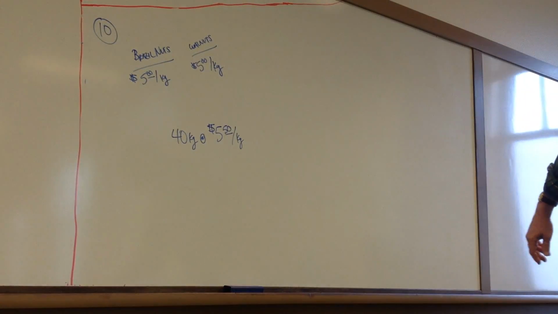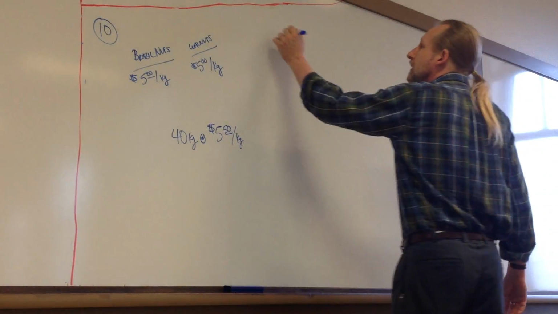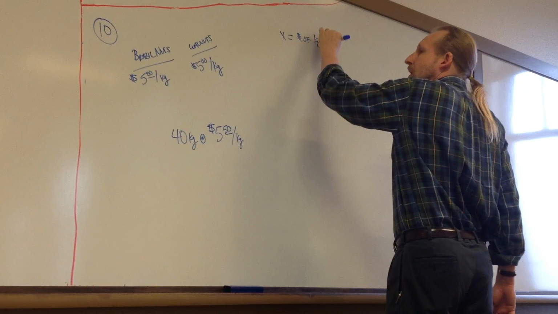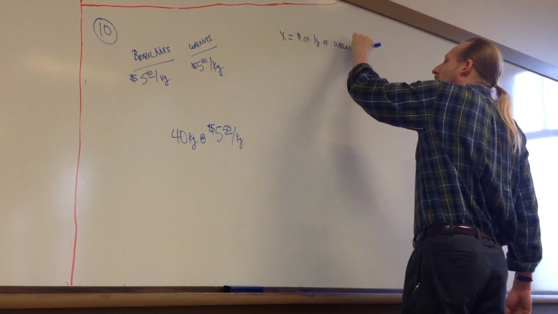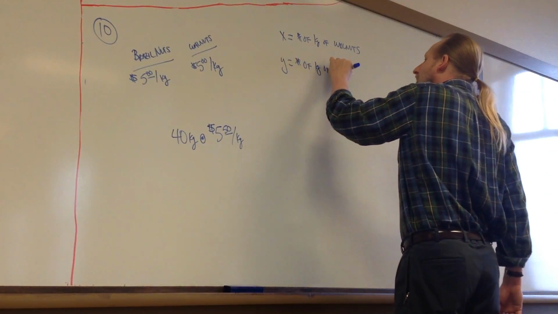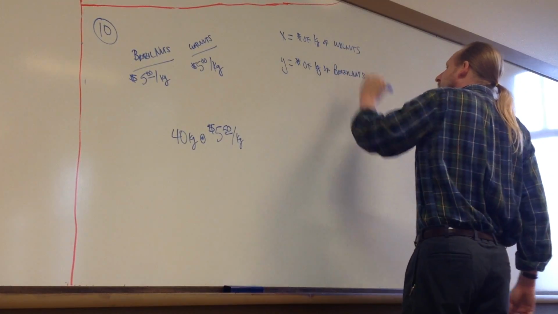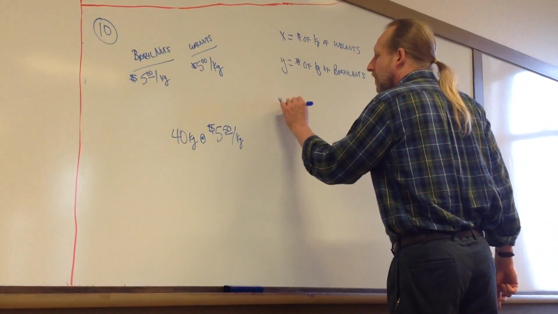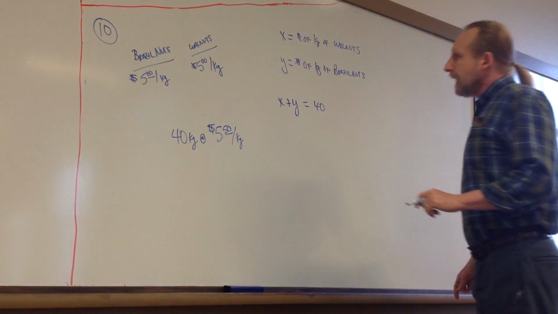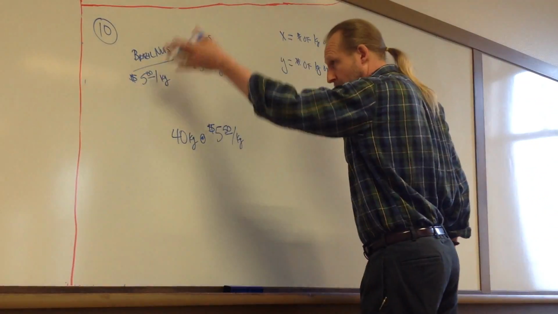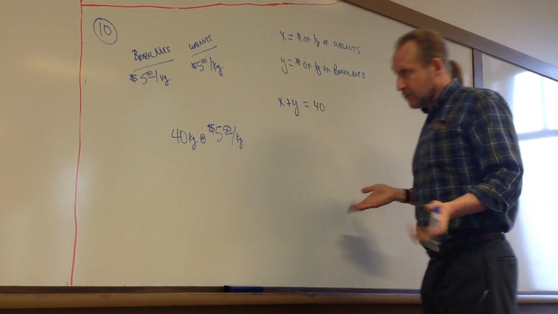All right, let's see here. So, next thing we need to do, assign the variables, right? We want to know how many kilograms of each kind are we going to need. So we'll say X is the number of kilograms of walnuts, and Y is the number of kilograms of Brazil nuts. And now we know that X plus Y has to add up to be 40. And also, if we want this cost to work out, then the cost of the nuts that go into the mixture should equal the cost of the mixture, right?